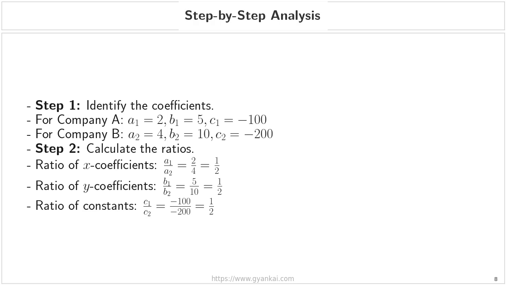Finally, we check the ratio of our constant terms, which is c1 over c2. That is negative 100 over negative 200, which, as you can see, also simplifies to 1/2. As we prepare to move to the next slide, take a moment to notice that all 3 of these ratios have come out to be exactly the same.